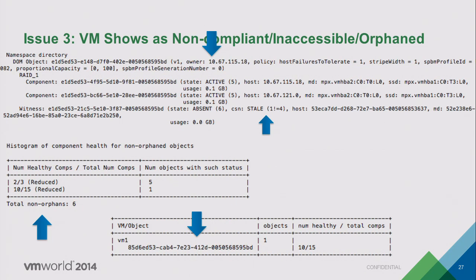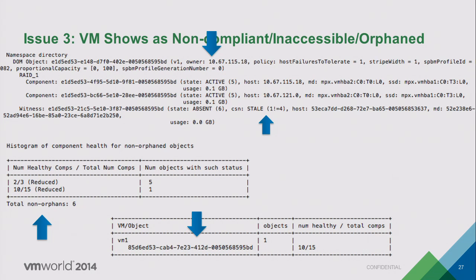All right, so in RVC, this looks a lot less pretty, but we have the same information. We have the RAID tree at the top. We see the 2 components. We see the witness. We see the status. We see the hosts. We see the disks. But we see a few more things.